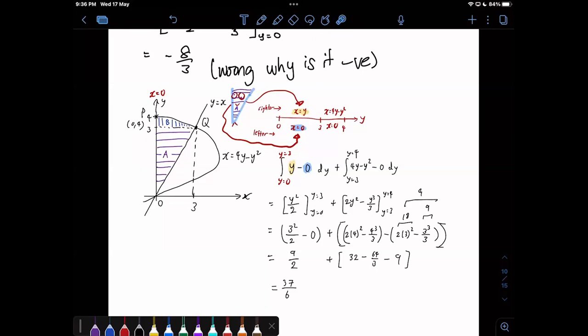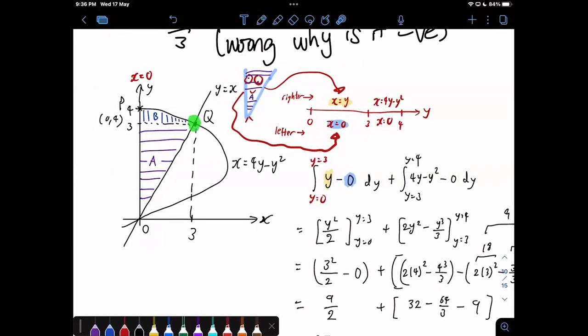Okay, the trick is you must really go and find the point of intersection. Then you draw either a horizontal line or a vertical line. Typically, if it's with respect to x, you just draw a vertical line. If it's with respect to y, you draw a horizontal line to split the region they want you to find the area of into smaller regions, like region A and region B.